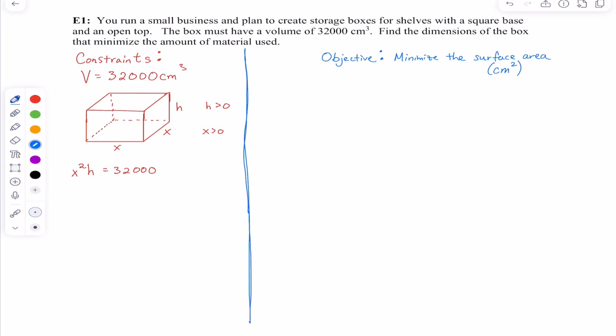Now, I'm going to go back to my objective. We want to minimize the surface area. Once we have a picture, we could cross over to the objective side and write an equation for the surface area. So the surface area, I will use capital S to symbolize surface area, is equal to x squared plus 4 times x times h, which is the area of the lateral sides. The x squared is just the area of the base, and remember this has an open top.